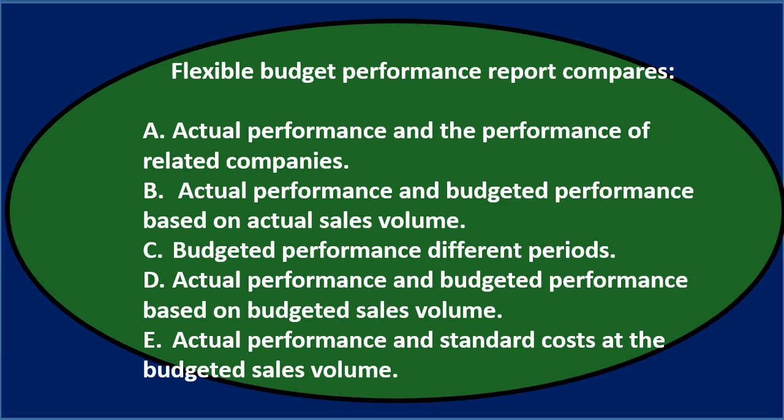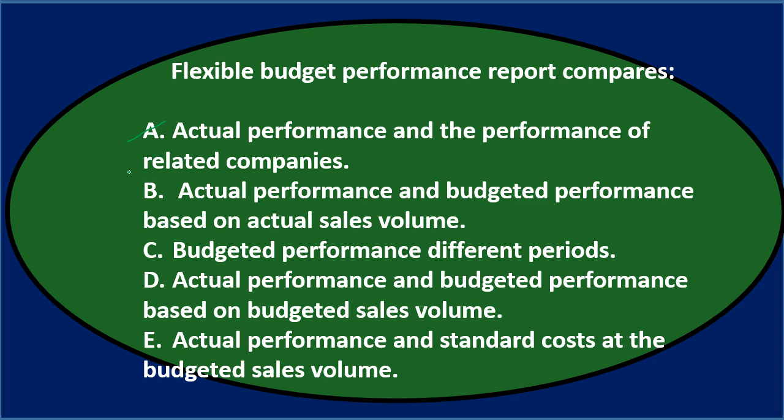All right, let's go through this again using the process of elimination. Flexible budget performance report compares. What does it compare? Either A, actual performance and the performance of related companies. So a flexible budget is not really a budget that's going to be related to other companies. We're talking about a flexible company budget within our organization typically. So it's not really A, it's not going to be compared to outsiders.